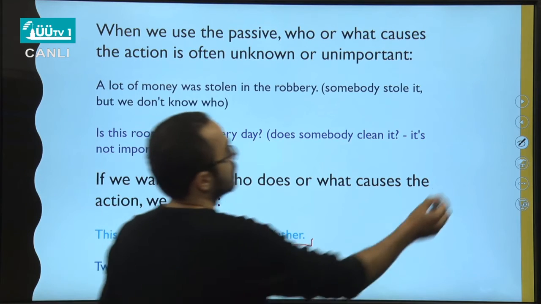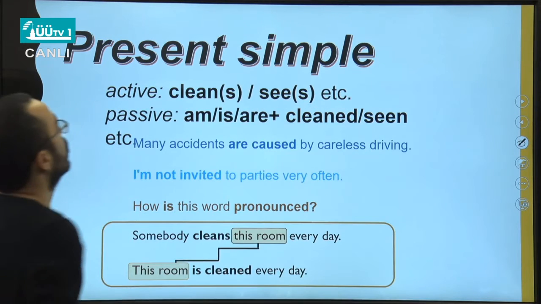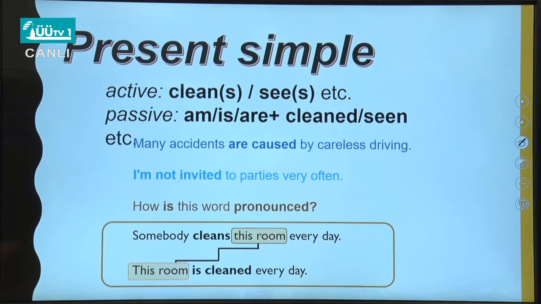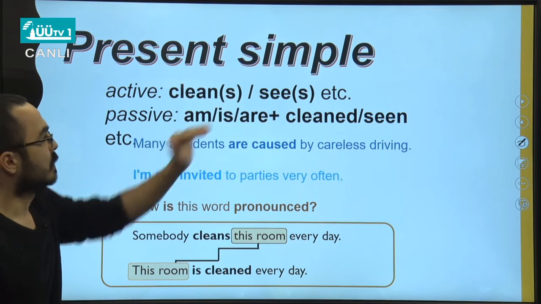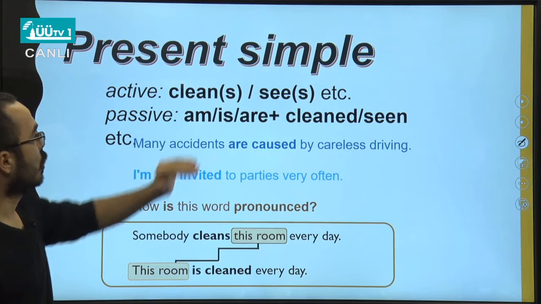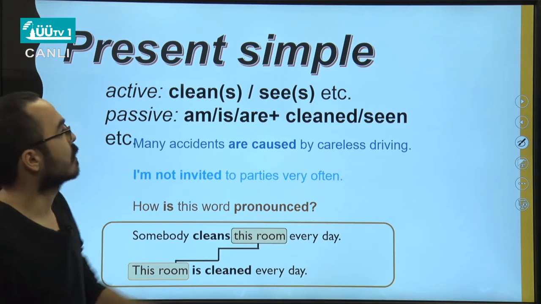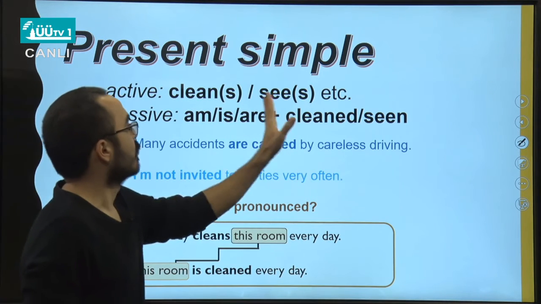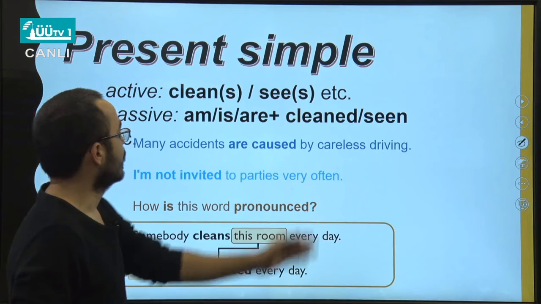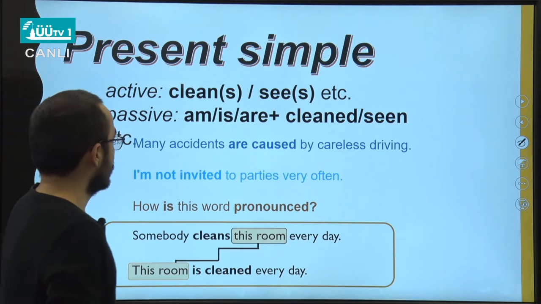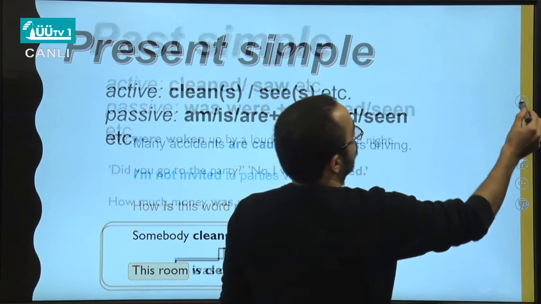We talked about this. Let's move on. So present simple, again we see this same thing here. In the active voice we have the single verb, but in the passive voice am, is, are and the verb 3, right? For example, clean becomes cleaned, right? Good. Let's move on from here.